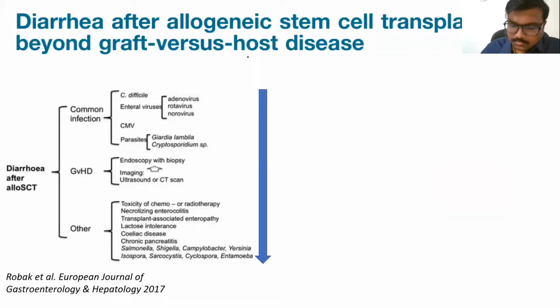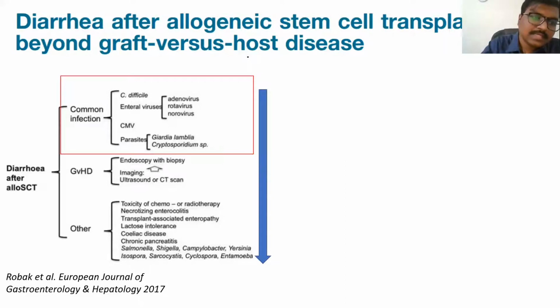So what are the common causes? In a patient with diarrhea after a stem cell transplant, they found that C. difficile, enteric viruses, CMV, Giardia, and Cryptosporidium are the most common causes. So if you want to investigate the patient thoroughly and have PCR assays, then we should consider PCR assays for these viruses, C. difficile toxin, blood CMV PCR, and the stool routine for 3 times. So this should be the first investigation that we advise in the patient.